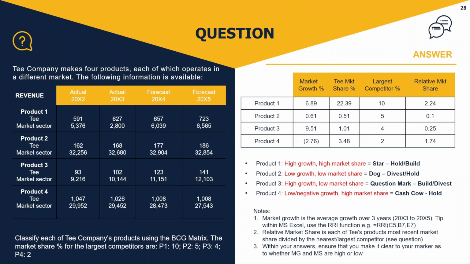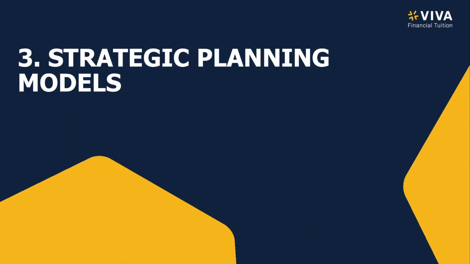Within your answers, ensure that you make it clear to your marker as to whether MG and MS are high or low. Yeah, so don't sit on the fence with this. Make sure that you actually state whether they're high or low.